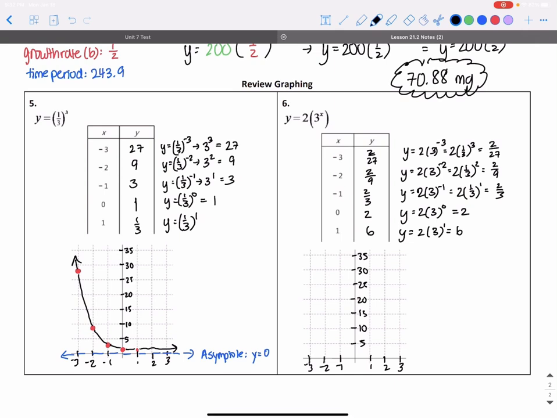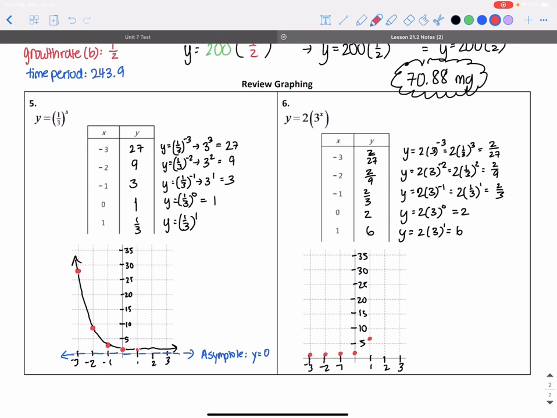So -3 and 2 over 27, which is right here, so close to that line. And -2 and 2/9, just a little bit farther away from that line, but still very close. Can't really see a difference between these. And then based on the scale that we created, 0 and 1, and then I have 1 and 6. I guess that's all I have.